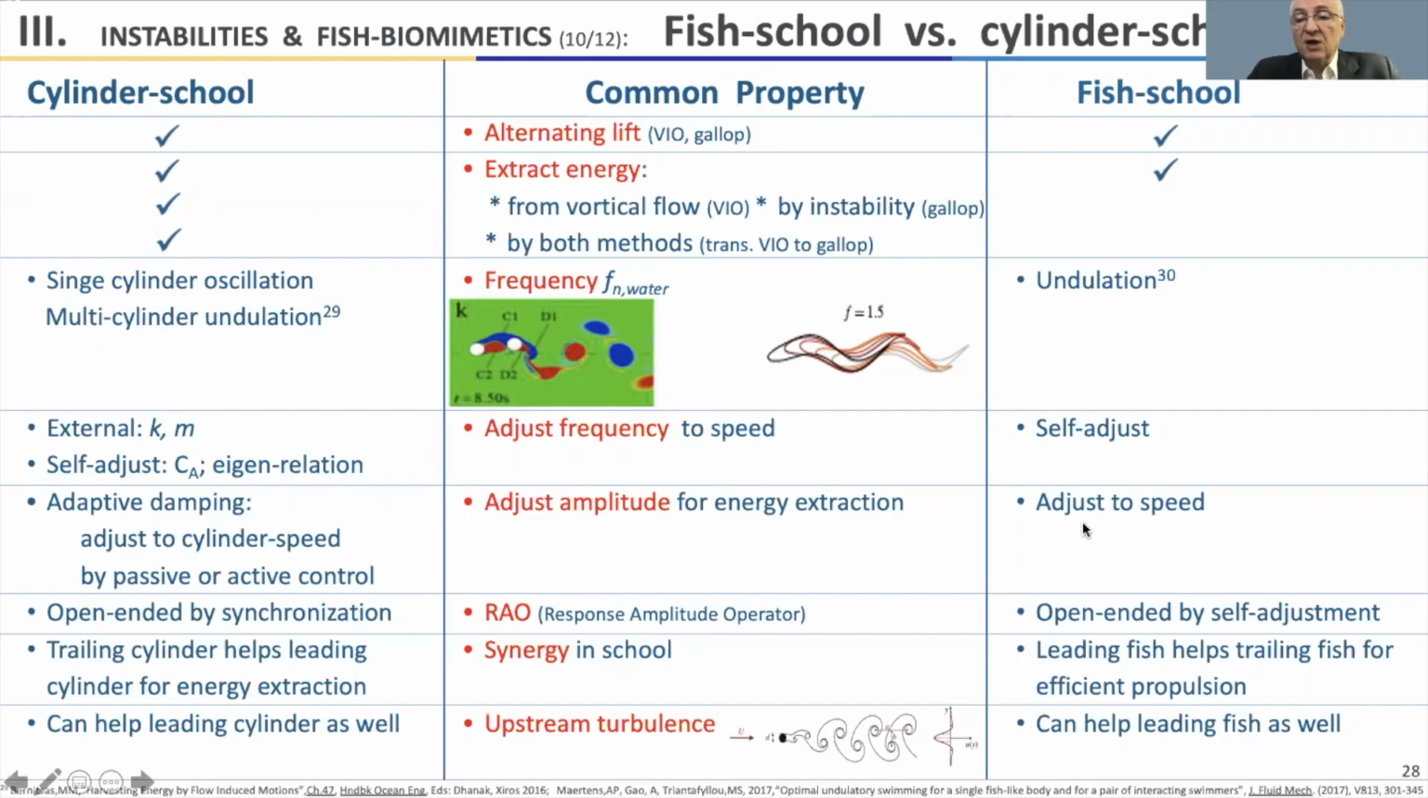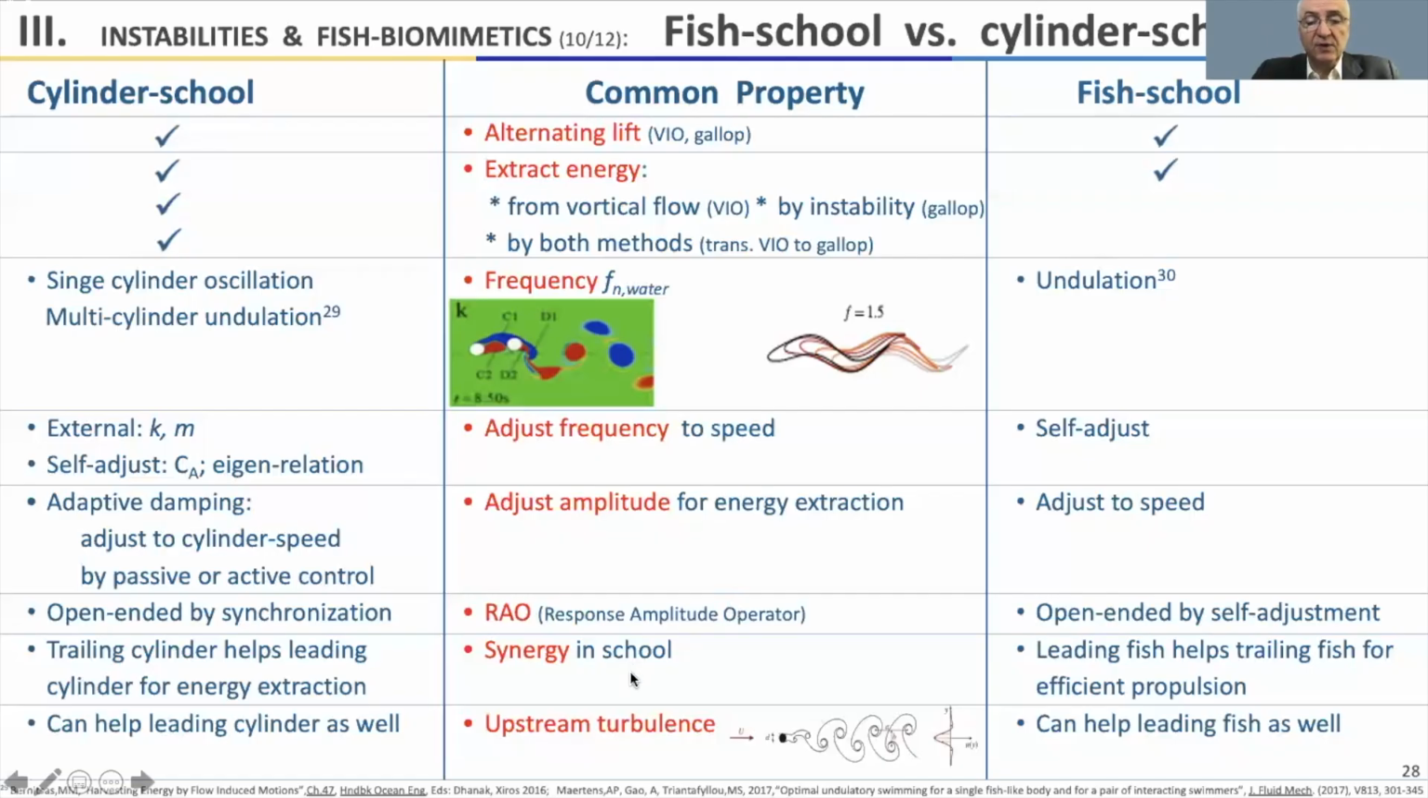Fish adjust their amplitude of undulation to the speed they are trying to achieve moving forward in water. In cylinders, we use a similar way. We adjust the amplitude by using adaptive damping, which takes some energy out of the body so that we don't have excessive oscillation, not too much, because that would eliminate completely the motion. And we talked already about the response amplitude operator.